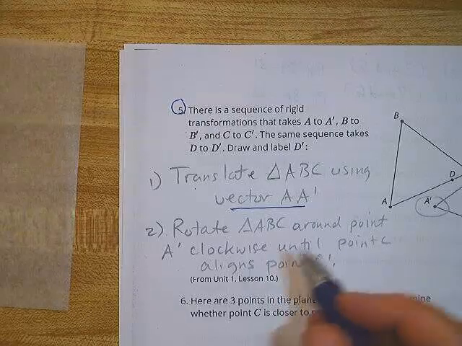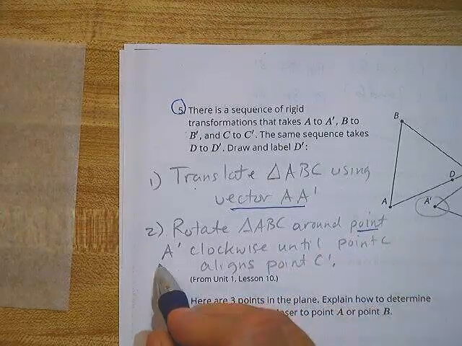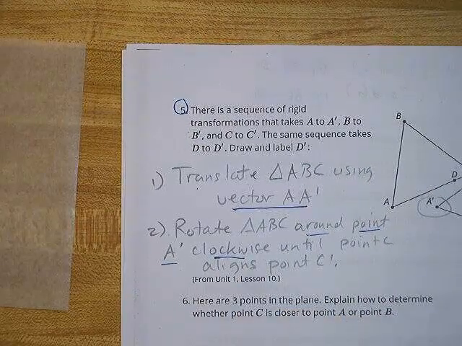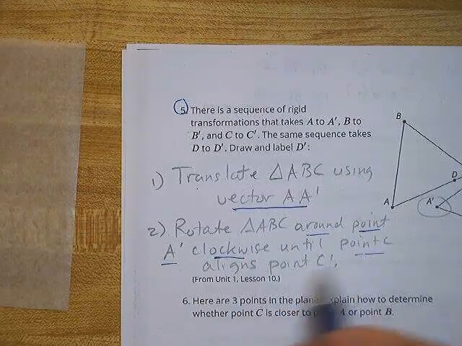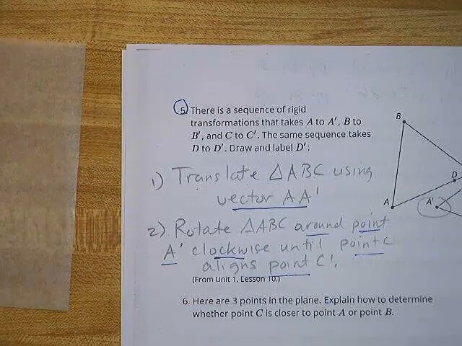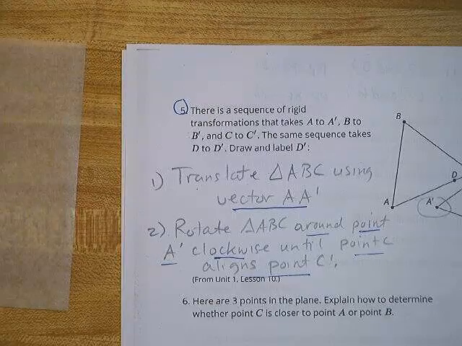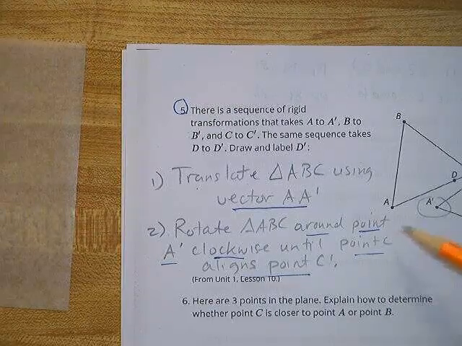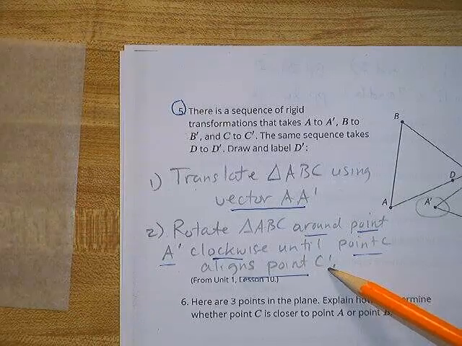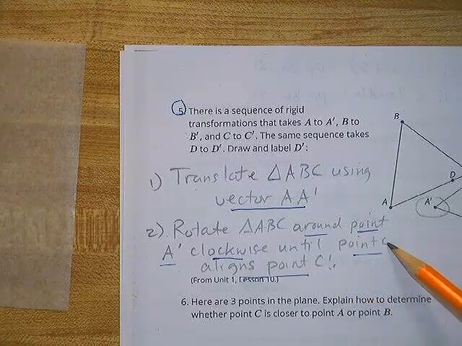So in rotation, we've got to talk about what point you are rotating around, what direction you're going, and then when do you stop. And if you don't have an angle measurement, what I will be looking for is what point you are focused on, and to what place you are going to take that point. So we took C to C prime.